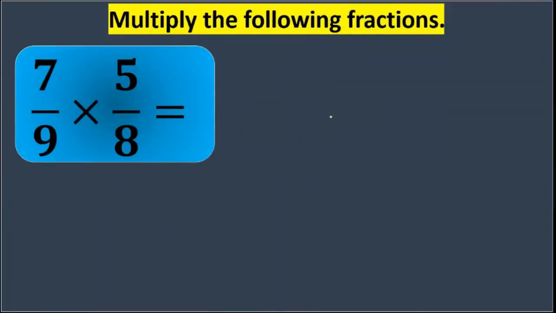Okay. Let's have this example. So we need to multiply these fractions: 7 over 9 times 5 over 8. Just multiply these two, numerator to numerator and denominator to denominator. Actually, this is the easiest compared to addition and subtraction. So 7 times 5 is, what's your answer? 35. And then 9 times 8 is 72.